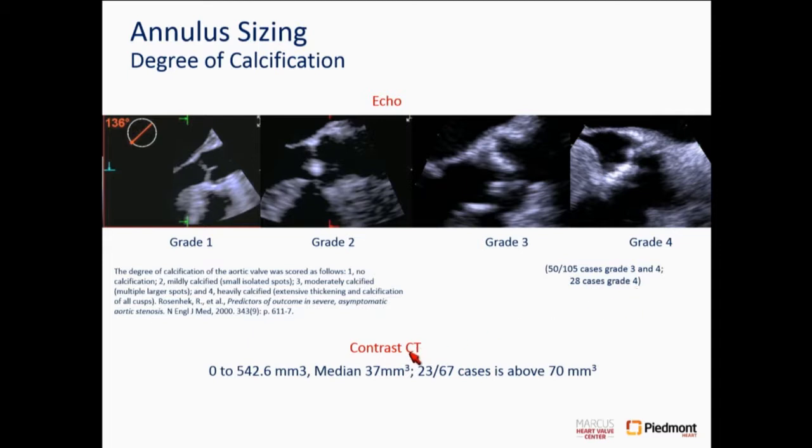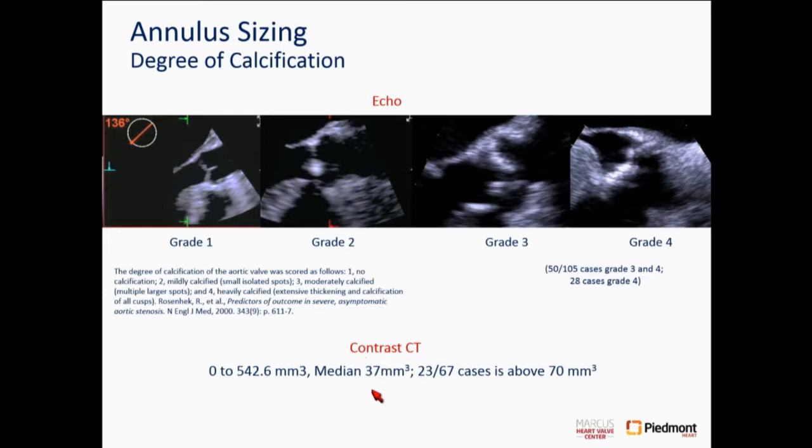For contrast CT, and this is a big challenge, it's easy to do calcium measurements on a non-contrast CT. But contrast CT measurement, which is the standard approach in TAVR patients, has not been standardized, and it would be nice to have John Lesser here because he would be an expert on this subject. I am not. But our PhD guy who works with CT came up with a method to measure volume of calcium. So we looked at the range of calcium in all those 67 patients who had CT, and it ranged from 0 to a volume of about 540.